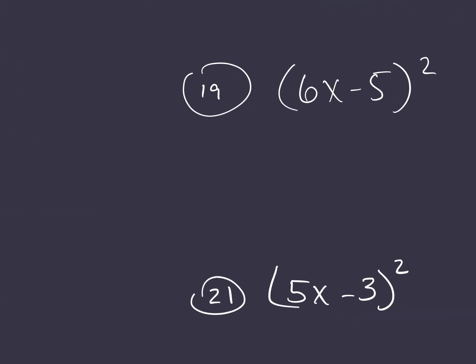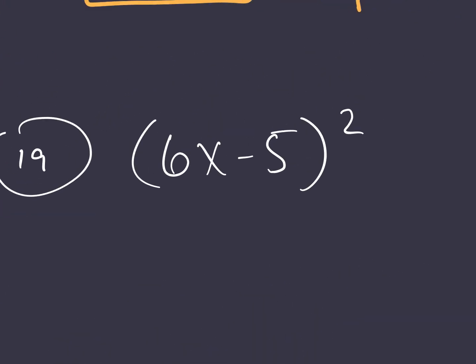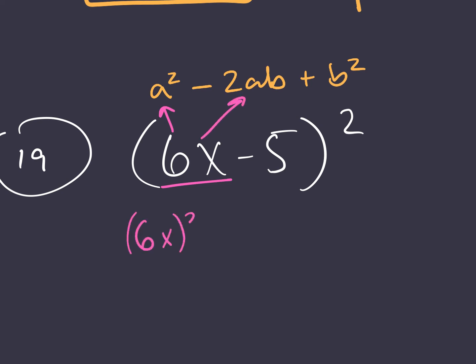All right, 19. So again, it's binomial squared that we're subtracting, so I use a squared minus 2ab plus b squared. So what's my a here? 6x, so that's going to go into the a spots. So this will be 6x squared minus 2 times 6x. What's my b? 5, so that's going to go into the b spots. So times 5 plus 5 squared.